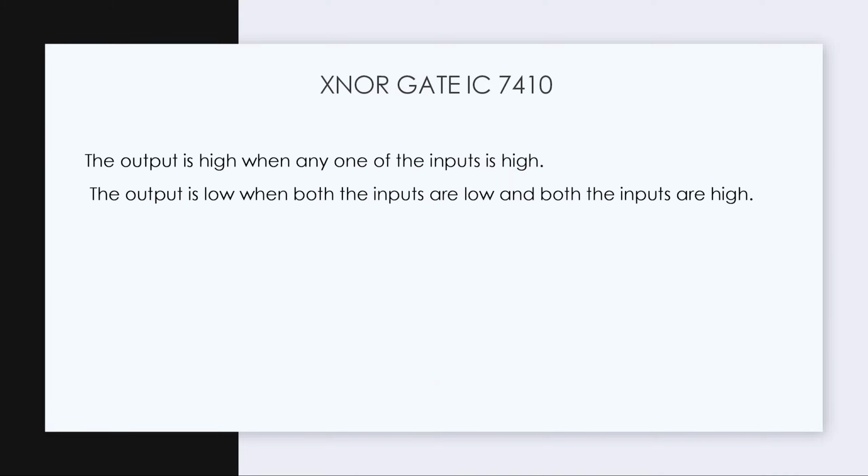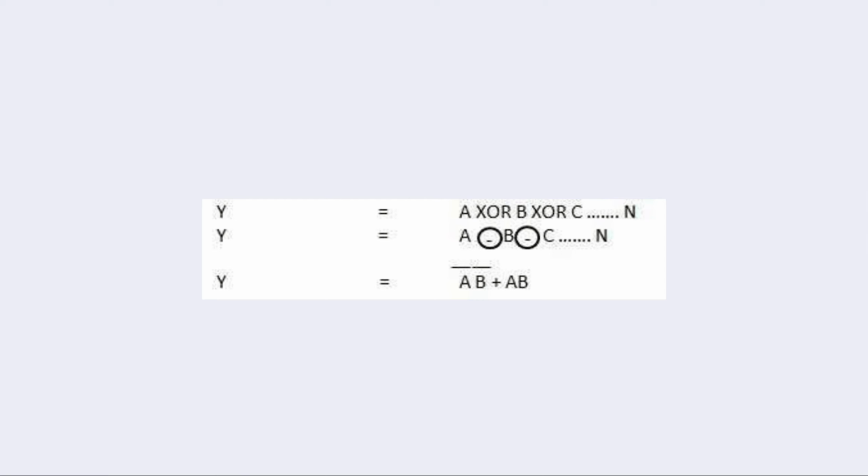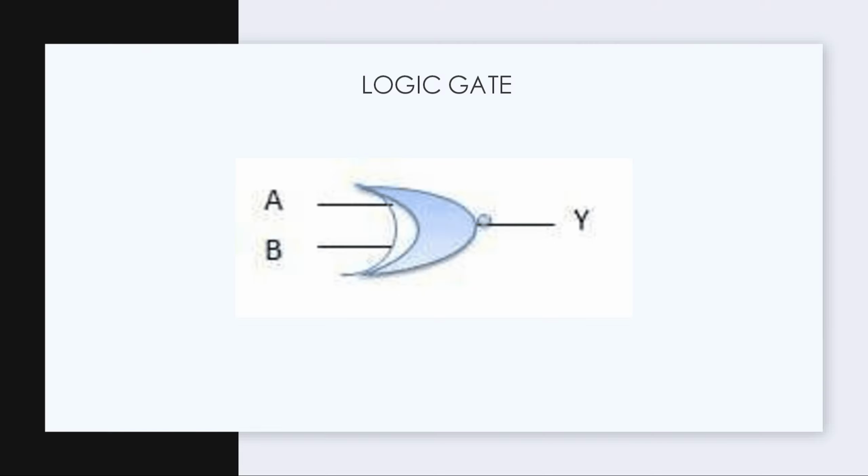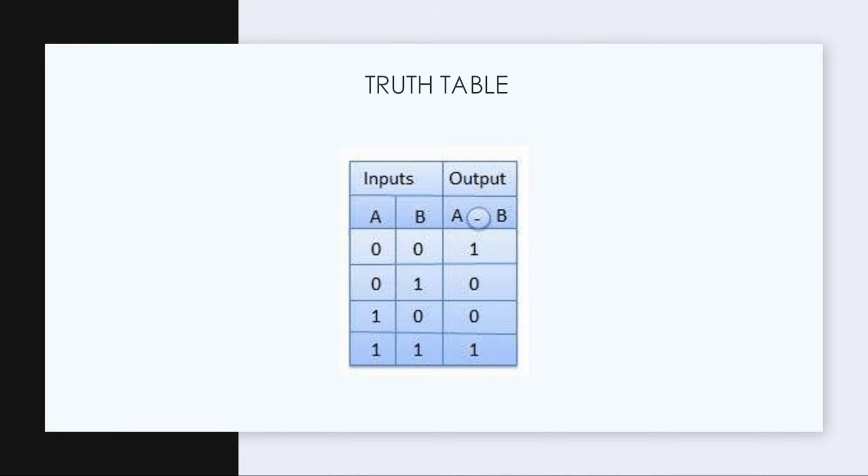The next gate is XNOR gate. The output is high when any one of the inputs is high. The output is low when both the inputs are low and when both the inputs are high. This is the equation for XNOR gate. This is the logic diagram for XNOR gate. This is the truth table for XNOR gate. When both the inputs are 0 and 0, the output is 1. When the inputs are 0 and 1, the output is 0. When the inputs are 1 and 0, the output is 0. And when both the inputs are 1, the output is also 1.